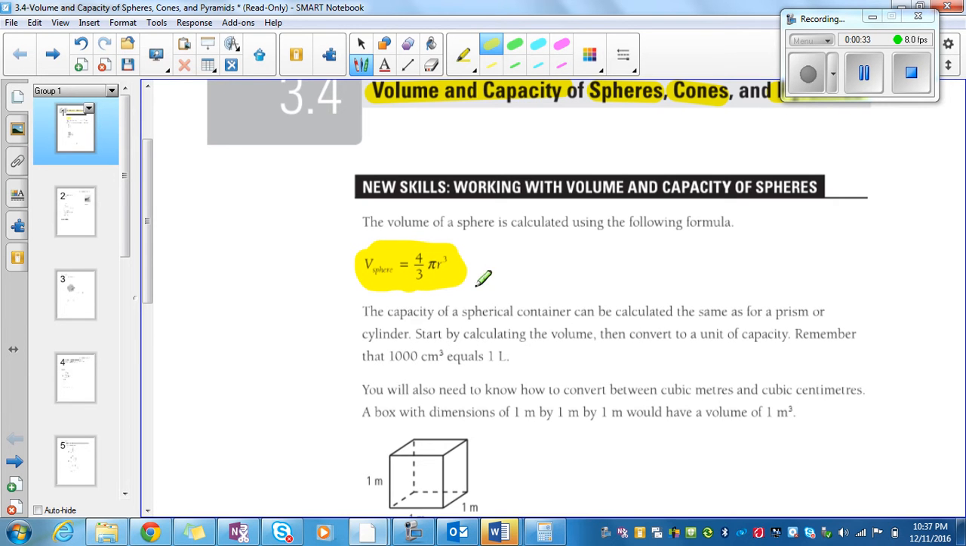Okay. The capacity of a sphere container can be calculated the same way as a prism. So if you have 1,000 centimeters cubed for a volume of a sphere, it equals 1 liter. Okay.